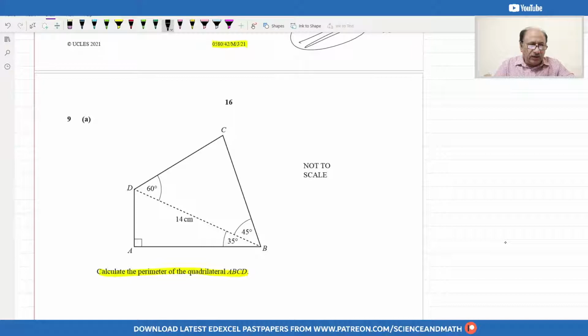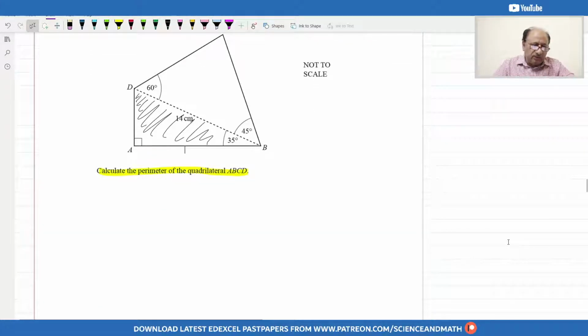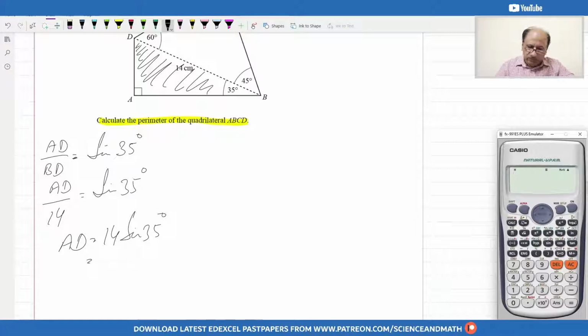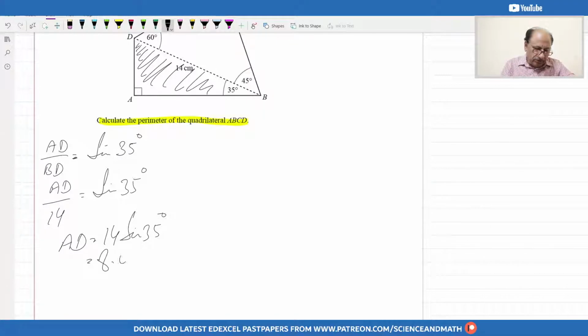So first of all we can consider this triangle, and apply trigonometry to find side AD. AD is opposite, so we can write AD over BD equal to opposite over hypotenuse, which is sine, so sine of 35 degrees. BD is 14, so AD will be equal to 14 sine of 35 degrees. This will be length AD. If we calculate this length, it is equal to 8.03, up to 2 dp, in centimeters. So the second length we found is AD, 8.03.